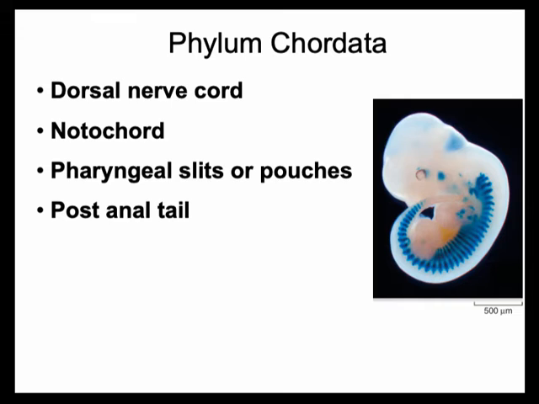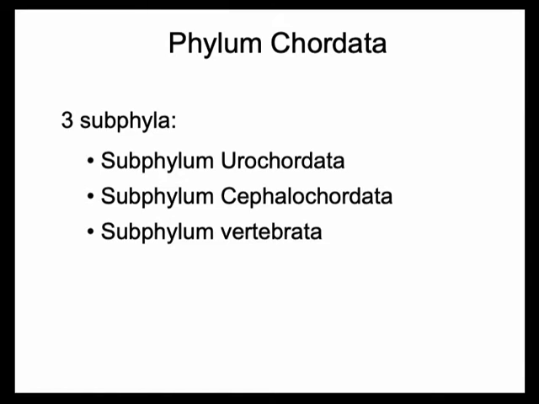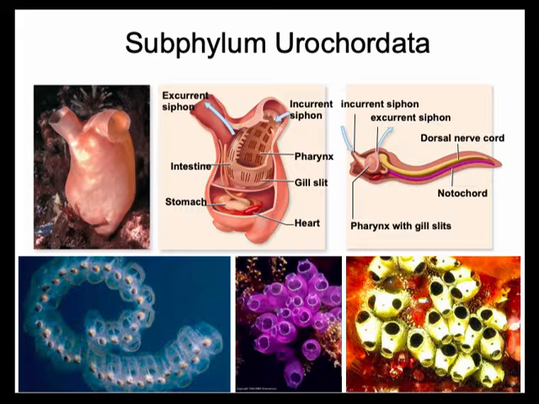They have pharyngeal slits or pharyngeal pouches. These are the ancestral gills, and you still see those during our embryonic development. And they also have a post-anal tail, at least during their development, or they descend from ancestors that had a post-anal tail. So let's look at the 3 subphyla of the phylum Chordata.